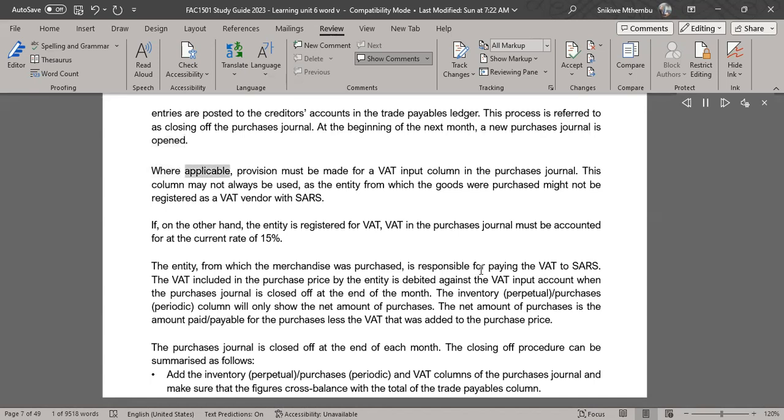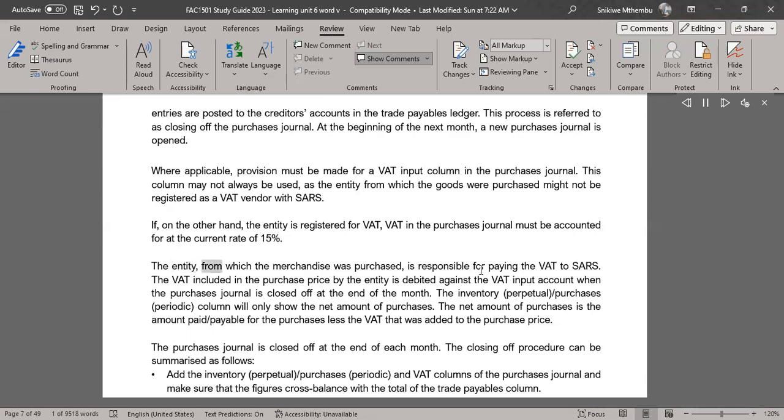Where applicable, provision must be made for a VAT input column in the purchases journal. This column may not always be used, as the entity from which the goods were purchased might not be registered as a VAT vendor with SARS. If, on the other hand, the entity is registered for VAT, VAT in the purchases journal must be accounted for at the current rate of 15%.